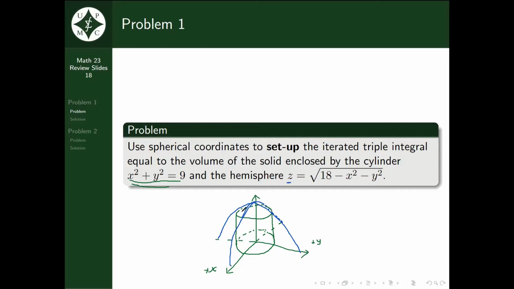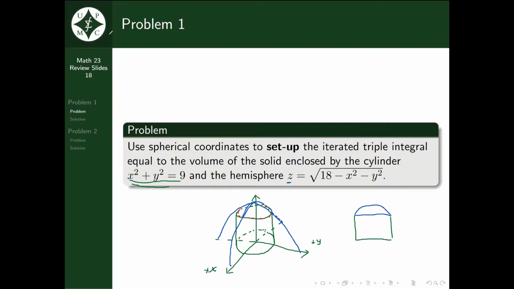But the only important part to us is this part over here that intersects with the cylinder. If I were to draw that in 2 dimensions, it would look something like this. This is the hemisphere, and this is our cylinder. So you can see that the hemisphere is on top and then it's cut by the cylinder. So this is our surface.